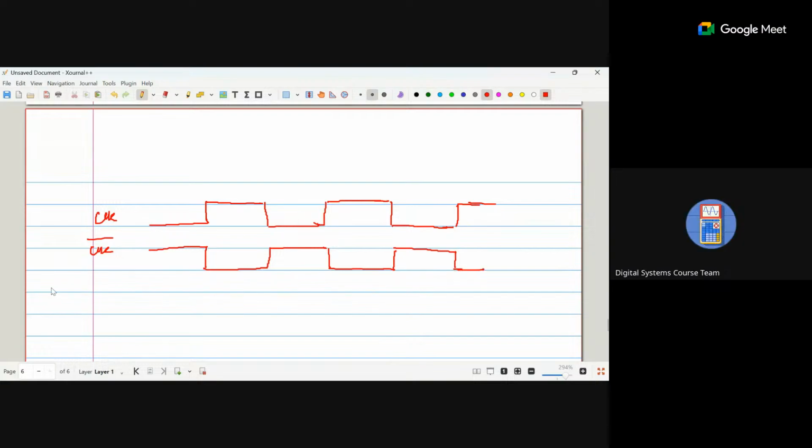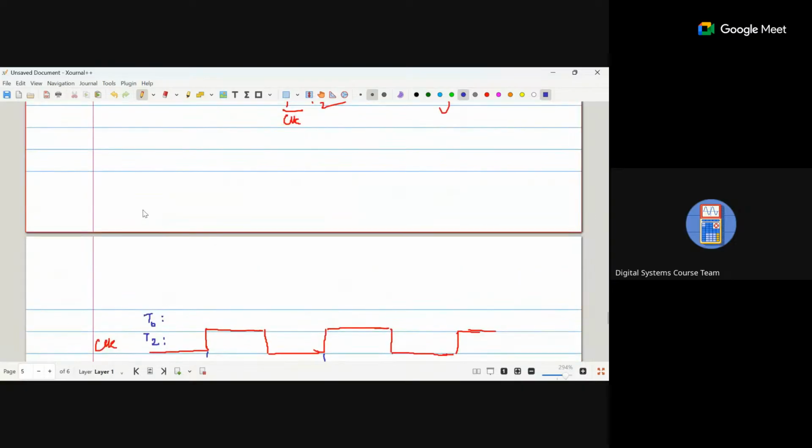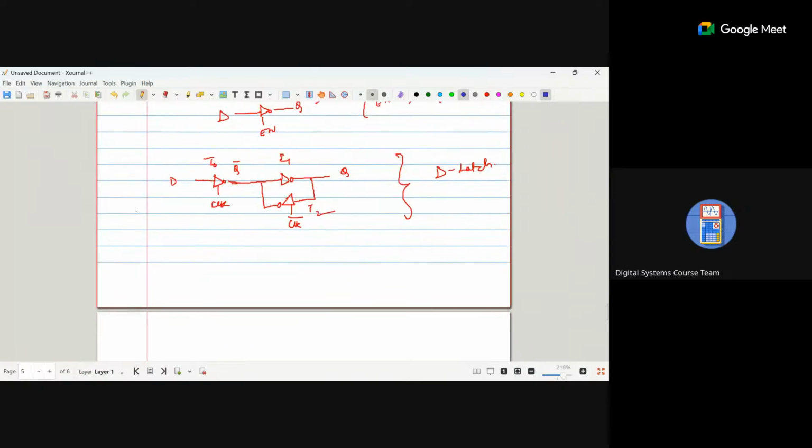Okay. So now next we have D. Let's say my input D, I'm giving something like this, then from here I have this. Let's say I'm just leaving it, okay? So if this is my D now. Now, what happens is, you tell me for T0 and T2, which is opaque and which is transparent from above here.